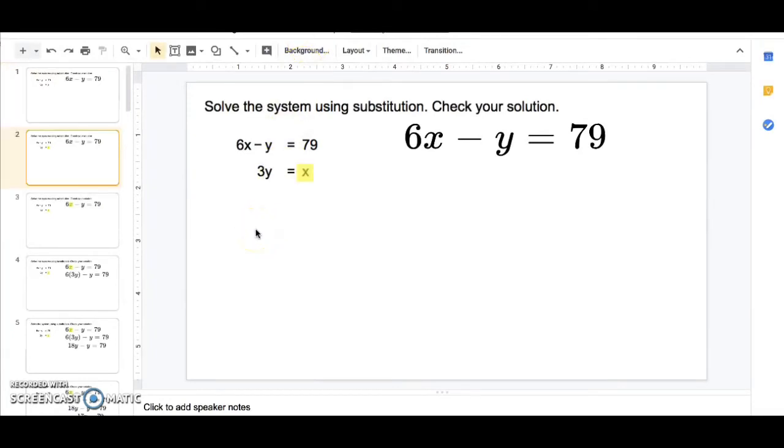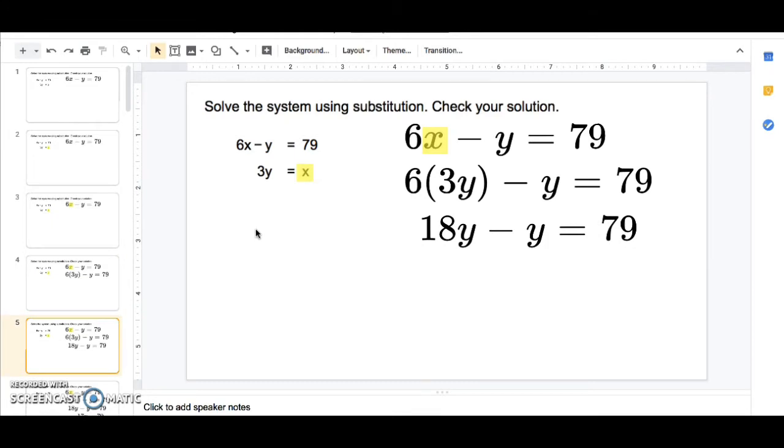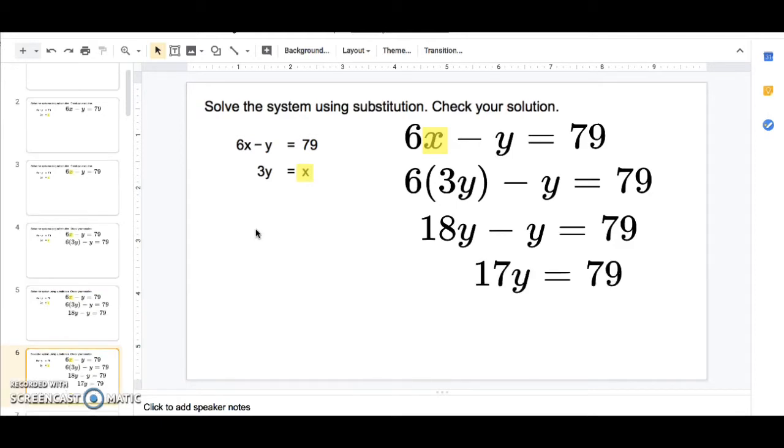So we have x already being solved for, and it equals 3y. What we can do is replace the x in the other equation with whatever x equals, which in this case is 3y. So taking the x out and replacing it with 3y is our substitution. So now we have 6 times 3y minus y equals 79. 6 times 3 is 18y minus y equals 79. 18y minus y is 17y equals 79. Divide both sides by 17 and we get 79 over 17, which cannot reduce.